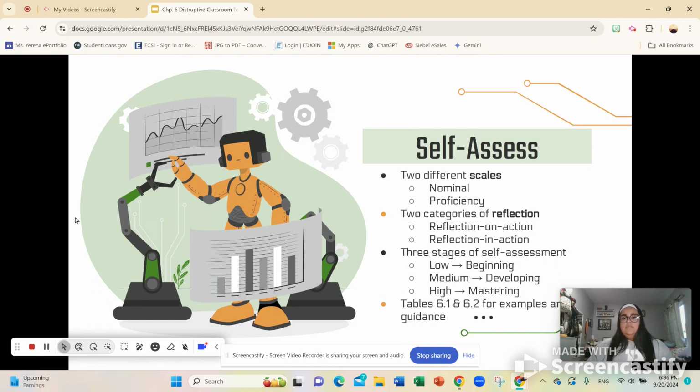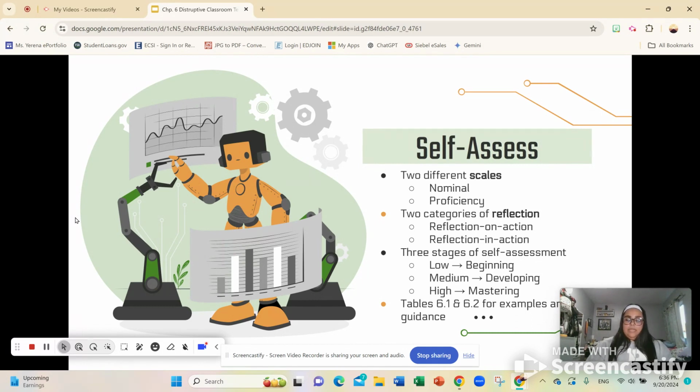And the 3 stages of self-assessment he defines as low, medium, or high. Again, you're either at the beginning level, developing level, or mastering level. But again, it's important to note that no matter what level you are in, it's important to ensure that you are finding ways to improve your proficiency, no matter what stage you are in.